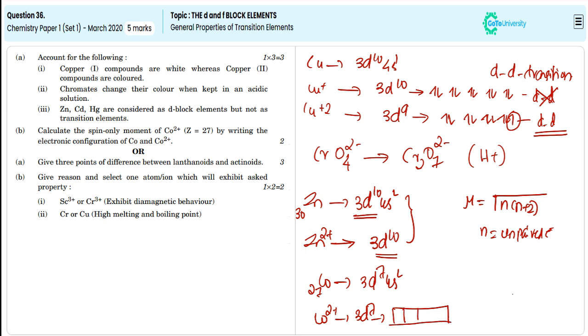It will be like 1, 2, 3, 4, 5, and electrons will be like each orbital singly occupied and two orbitals completely occupied, means they are paired. So here we can see three unpaired electrons are there in Co2+ ion. So the magnetic moment mu is equal to square root of 3 into 3 plus 2, that is square root of 3 into 5, that is square root of 15. The value will be equal to 3.92 Bohr magneton.